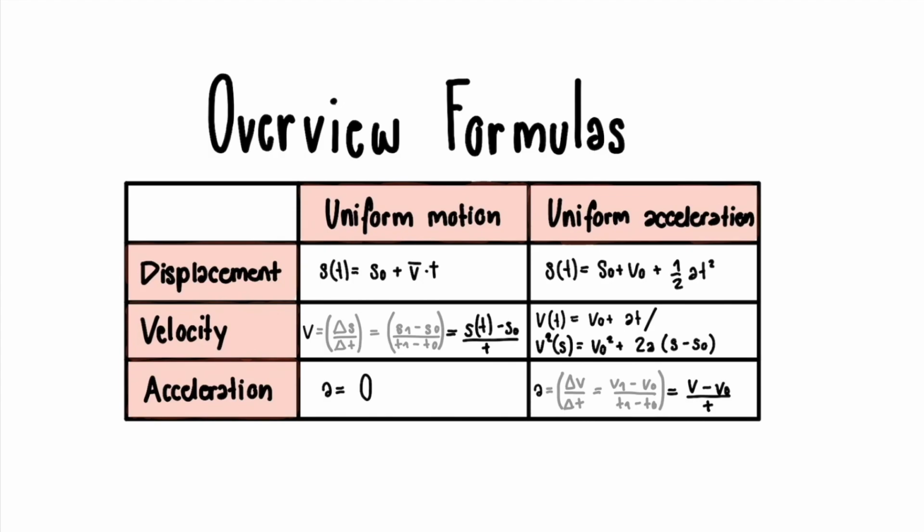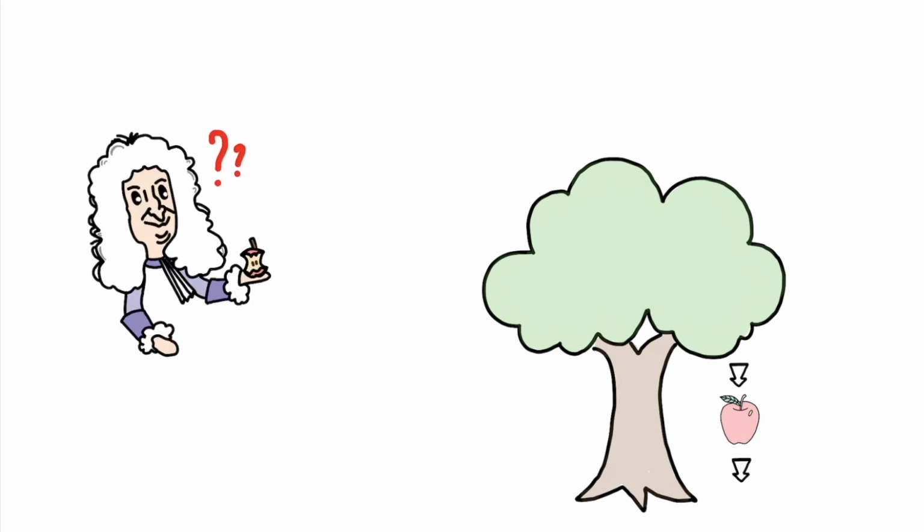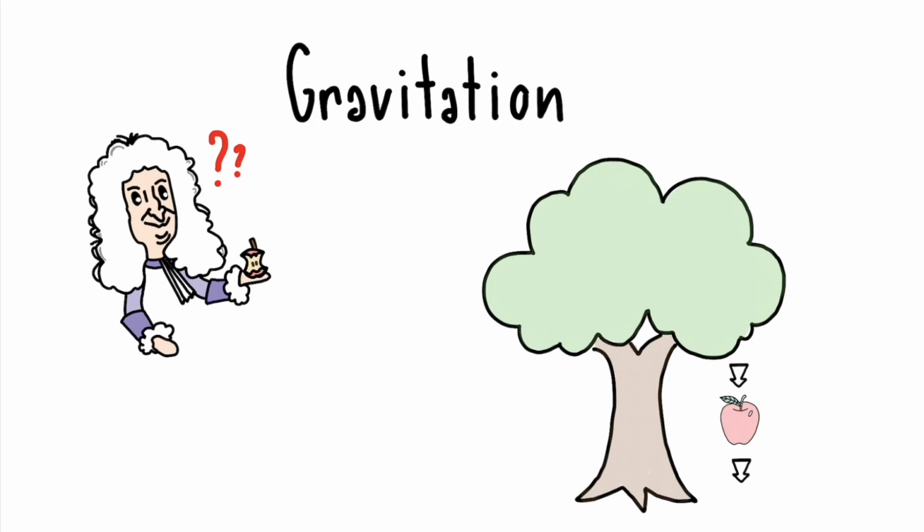Okay, now that you know all these formulas, we can go a step further. You have probably asked yourself at least once in your lifetime why all things fall to the ground, even if you throw them upwards. Isaac Newton, one of the most important people in science, also thought about this phenomenon. There's a force, called gravitation, which pulls all objects to the center of the Earth.